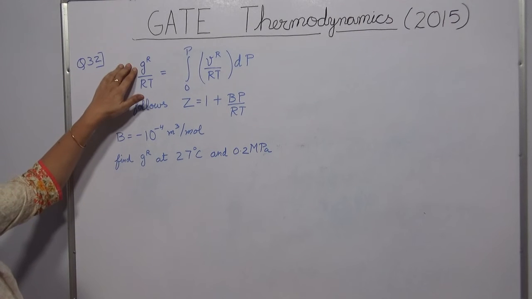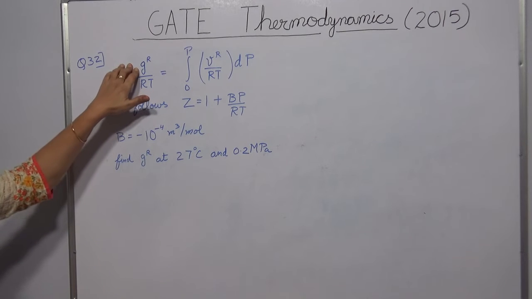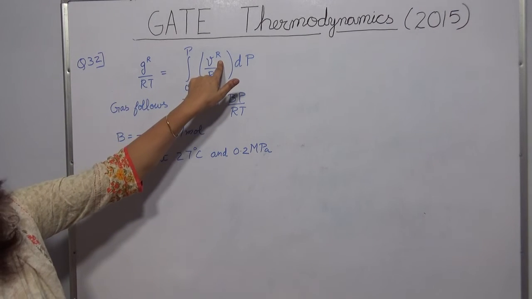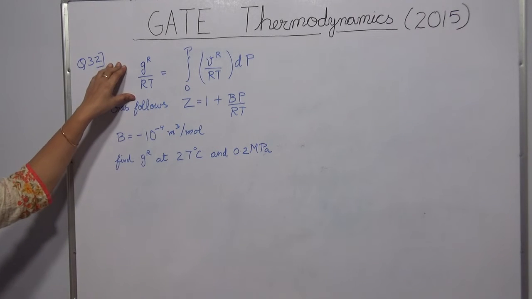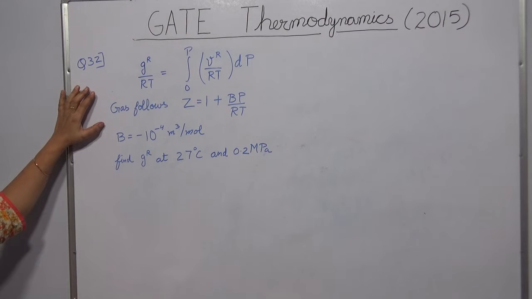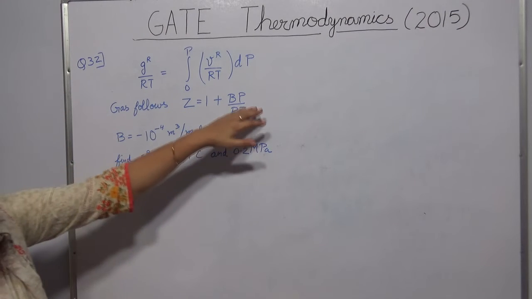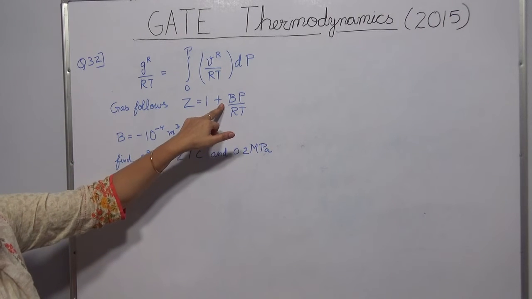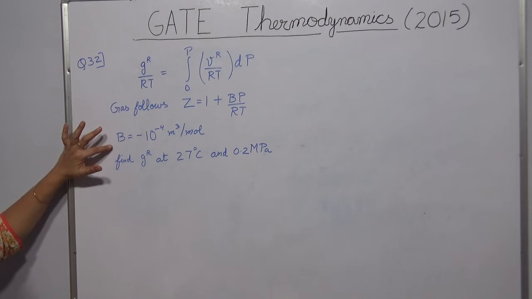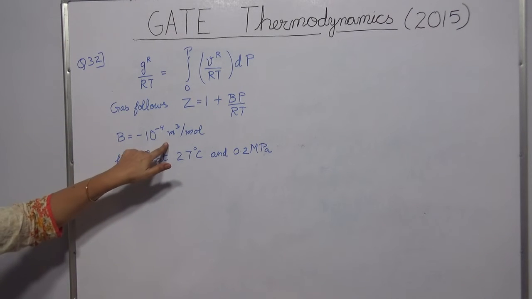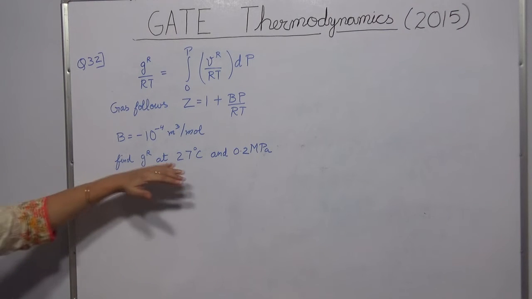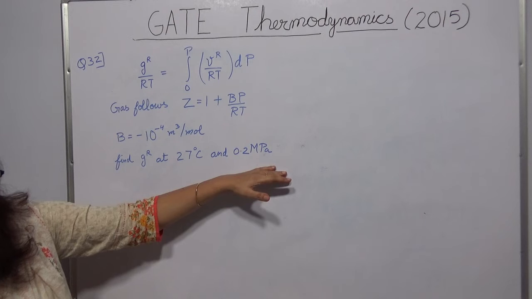In this you have your molar residual Gibbs free energy GR, that is related to molar residual volume by this equation. Okay, further they tell you that this gas also follows your Virial equation of state, which is given by Z is equal to 1 plus Bp by RT. B is your second virial coefficient. It gives you two body interaction. Its numerical value is given. So B is equal to minus 10 raised to minus 4 meter cube per mole. They have asked you to evaluate what will be GR at 27 degree centigrade and 0.2 megapascal.